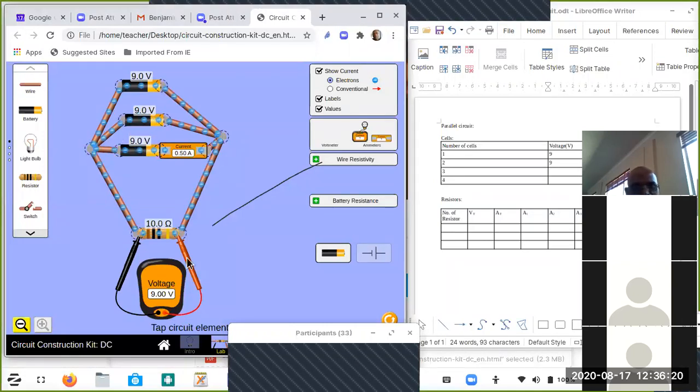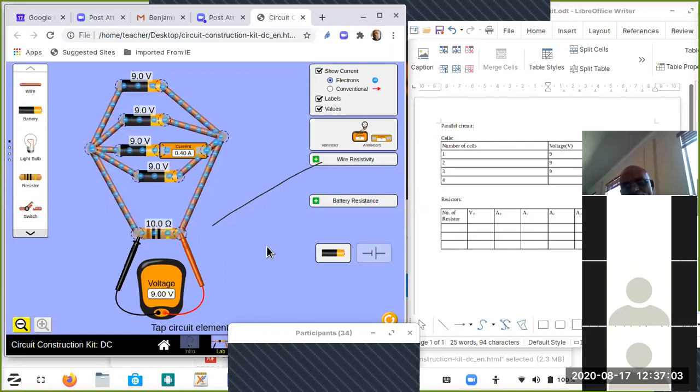Right, we still have our voltmeter, right? Is there any change? No, sir. It is still 9 volts, right? Now, let me connect the last cell, the fourth cell. Let's check again what happens to the voltage. Right. Is there any change on the voltmeter?